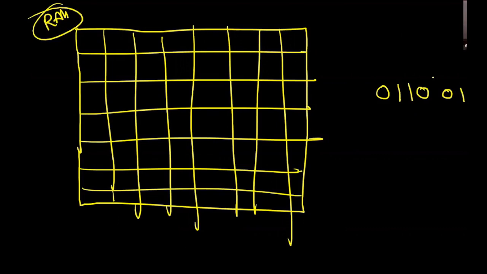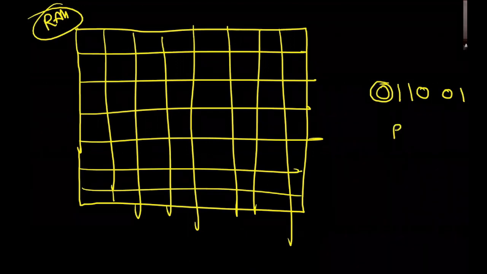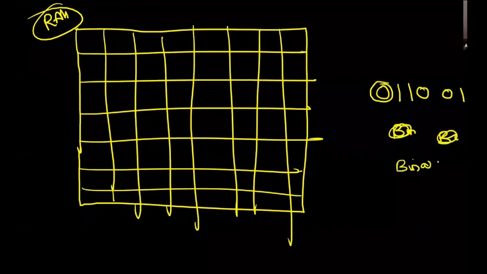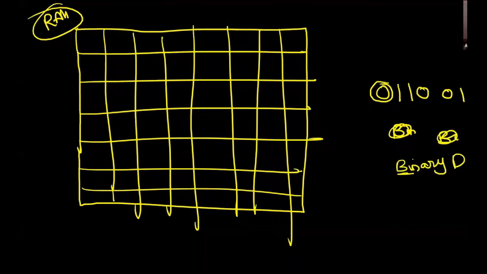So guys, in binary language, every digit is a binary digit. Either it can be a 0 or it can be a 1. And we call a binary digit a bit. So what is a bit, guys? A bit is a digit that can either be 0 or 1.